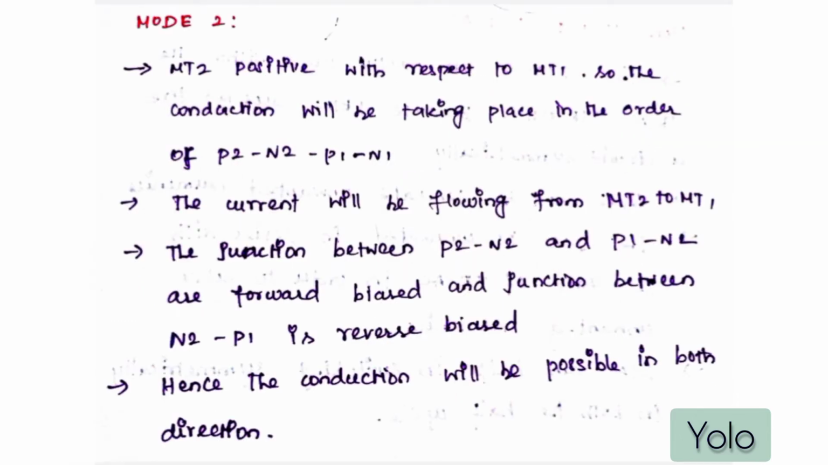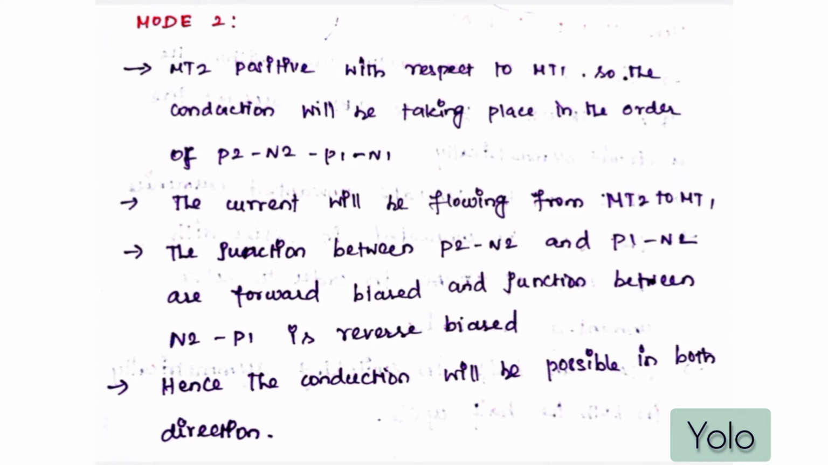In mode 2, MT2 is positive with respect to MT1. So the conduction will be taking place in the order of P2, N2, P1, N1. The current will be flowing from MT2 to MT1. The junctions between P2, N2 and P1, N2 are forward biased and the junction between N2, P1 is reverse biased. Hence, the conduction will be possible in both directions.